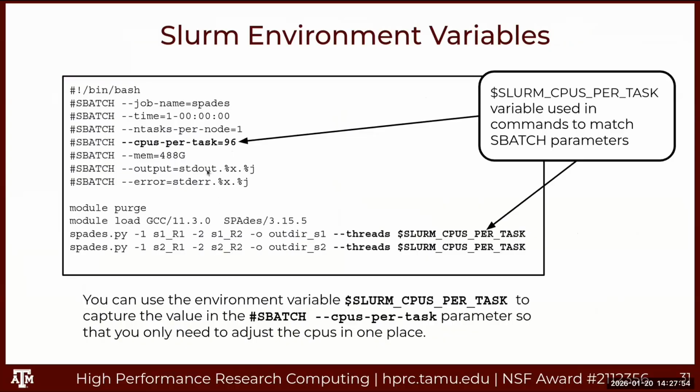And if you want to change this, reduce this value later, maybe once you get an idea of how many CPUs it will use, then you only need to change it in one place. You don't have to go change it within your job script, because this environment variable will be based on whatever was submitted in this SBATCH parameter.